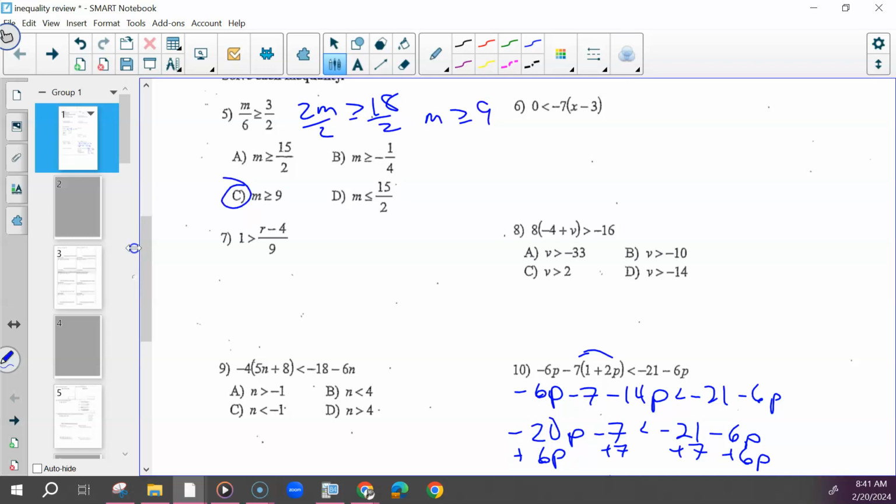Because it was also multiple choice, you could have put the numbers into m to see which one would make it true, and 9 would have been the only one that did that. Other questions on this page?